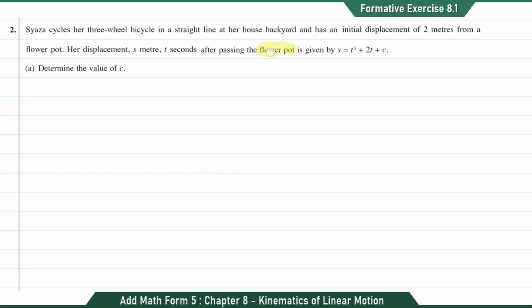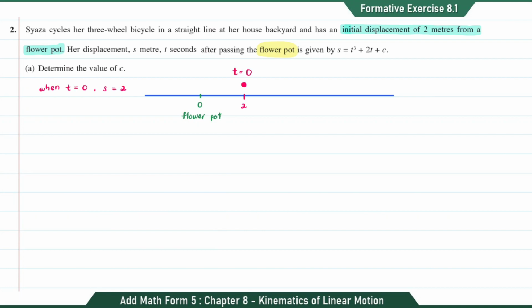In this question, the flower pot is the fixed point O. This information means at the start, which is t equal to 0, Shazza is 2 meters on the right-hand side of the flower pot, as the displacement is positive. So when we substitute t equal to 0 into the displacement function, s is equal to 2. So this number 2 will be the value of c.